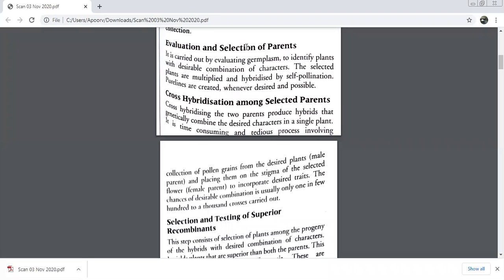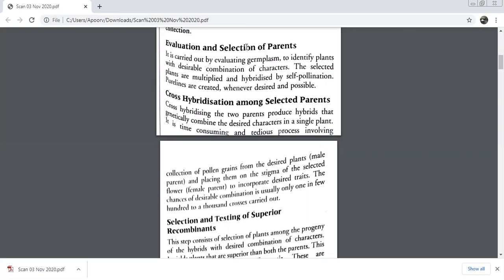We're going to study the next topic now, cross hybridization among selected parents. I had discussed this with you just now. Now we are going to cross hybridize the two parents from the desired plants. We had taken the pollen from the male plants and placed it on the stigma of the female plant. Then after that, we are going to get artificially incorporated traits. The desired traits will be artificially incorporated. They will enter into the new progeny. So this is a very simple way of getting the desired characters in plants.